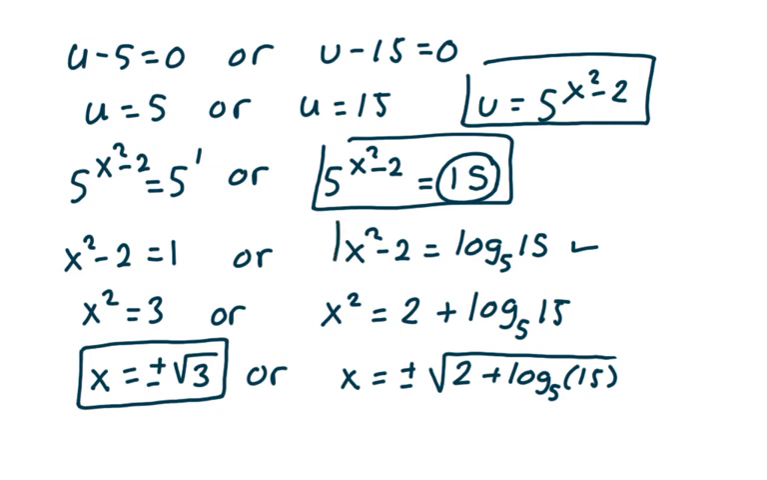Now, if x squared minus 2 equals log base 5 of 15, I'm going to add 2 to both sides and say x squared equals 2 plus log base 5 of 15. Solving for x, we get x equals plus or minus the square root of 2 plus log base 5 of 15.